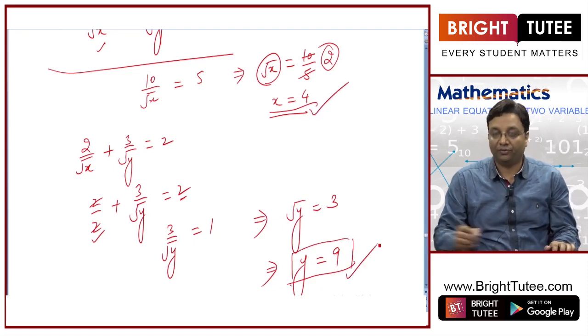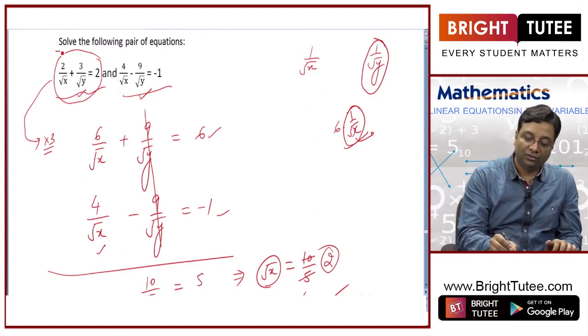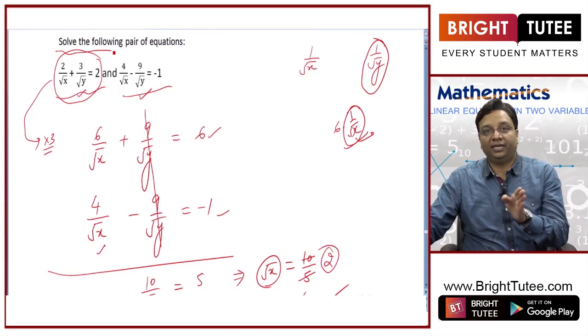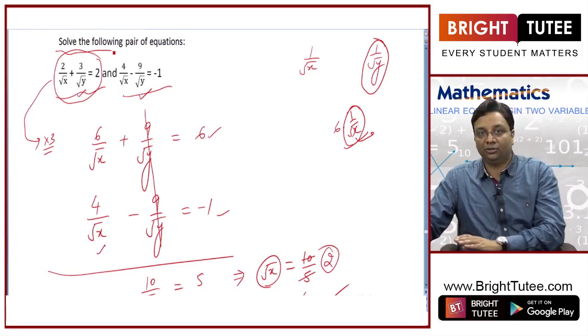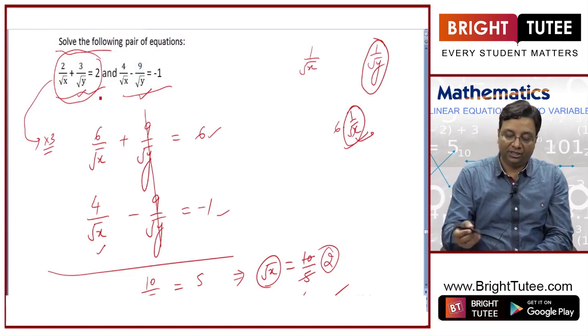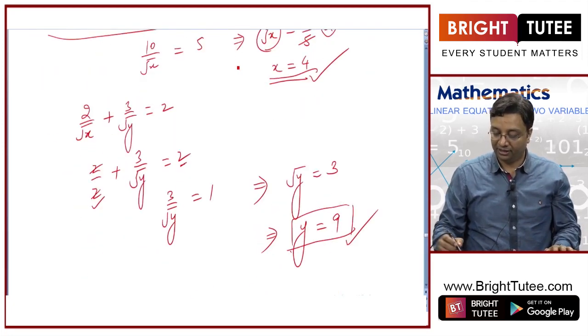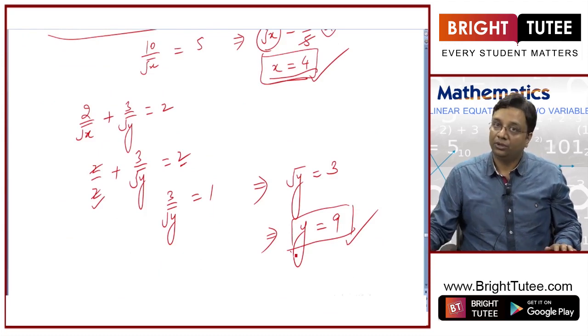x is equal to 4, y is equal to 9, and this is my answer. When you solve a particular pair of equations, by solution we mean finding the values of the variables involved, unless some other question is also asked. So in this we just need to find the variables which are x and y. So your final answer is x is equal to 4 and y is equal to 9.